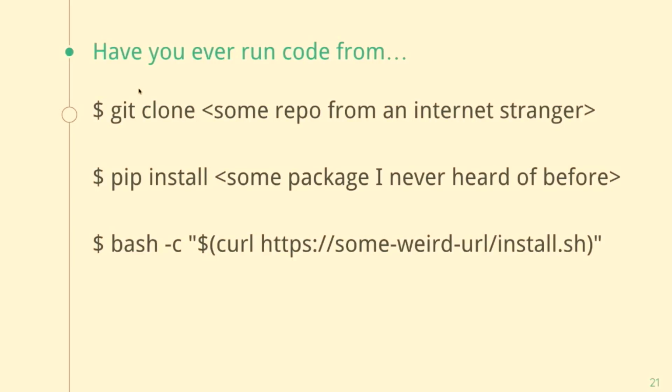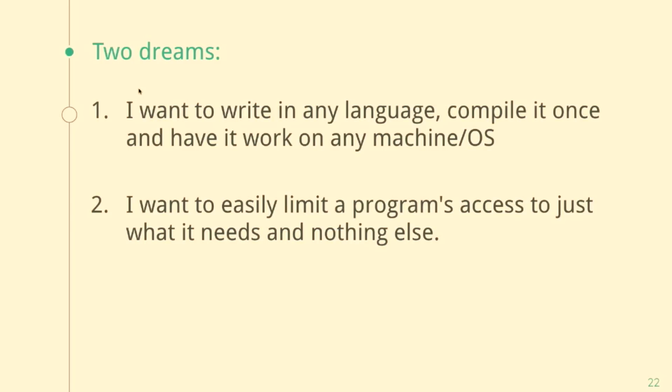These programs don't even need sudo access to, say, read the folder where your SSH keys are. Or maybe your AWS credentials are sitting in a credentials file there. Maybe you have API access tokens in your environment variables, right? You're running programs all the time where if there was malicious code in there, it could do some damage, right? So my second dream is that I want to be able to easily limit a program's access to just what it needs and nothing else.